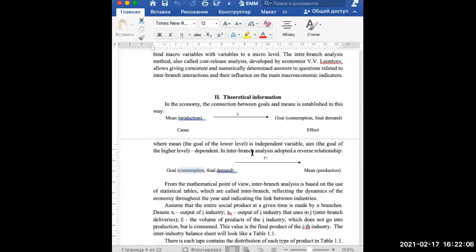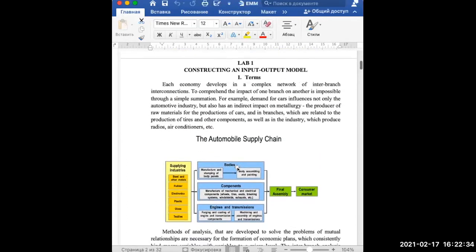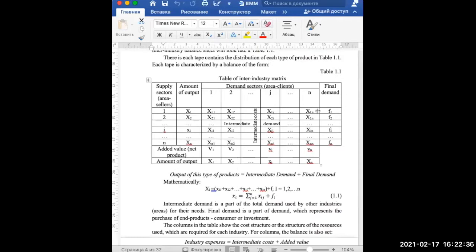So it is like we talk about a client-oriented economy, because the primary importance is not the production sector, but the final consumers. Yes, a client-oriented economy. So it is the most important assumption of the input-output model. And now you can take a look at this table.